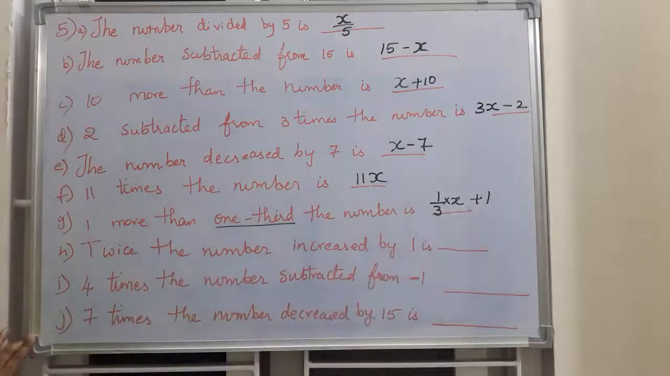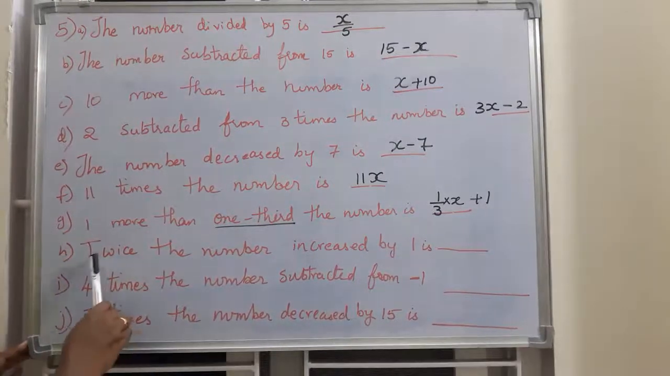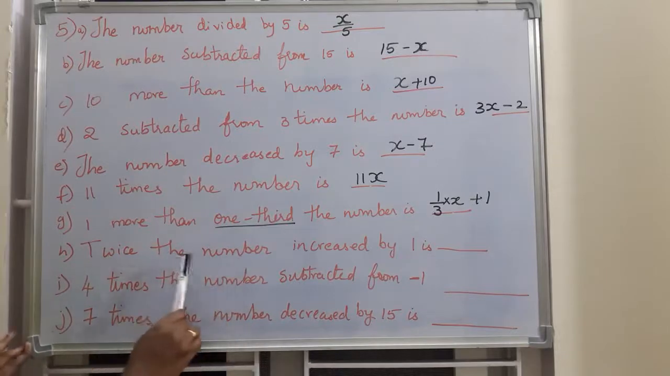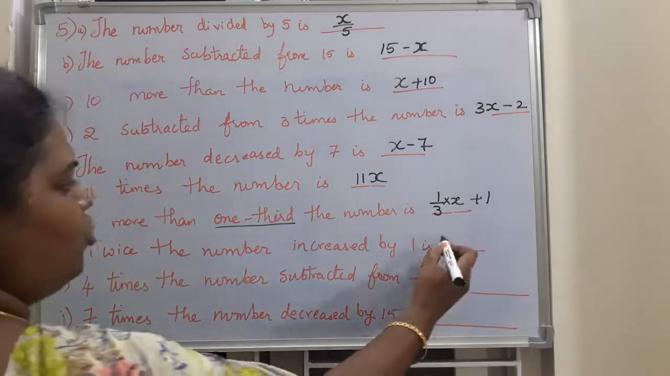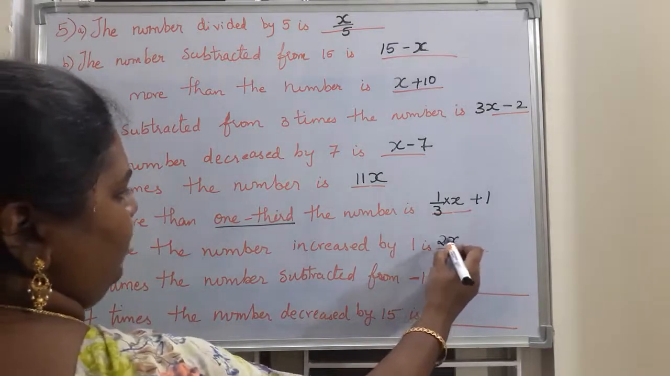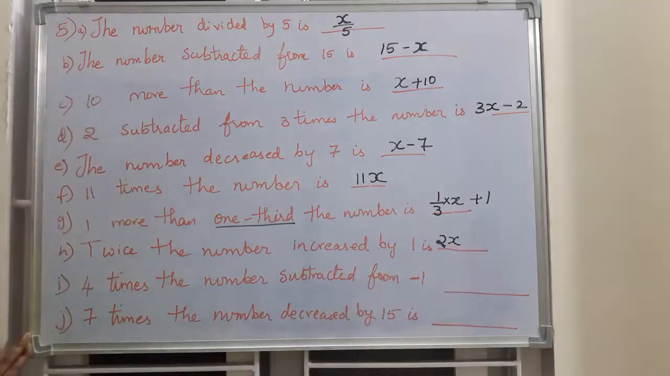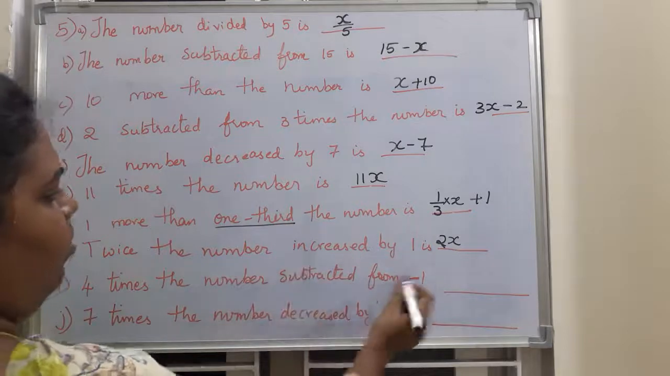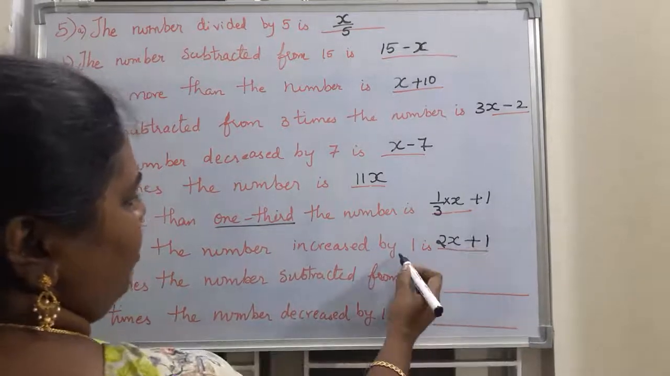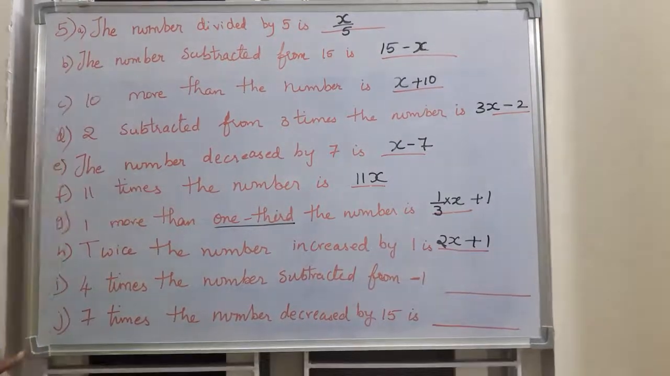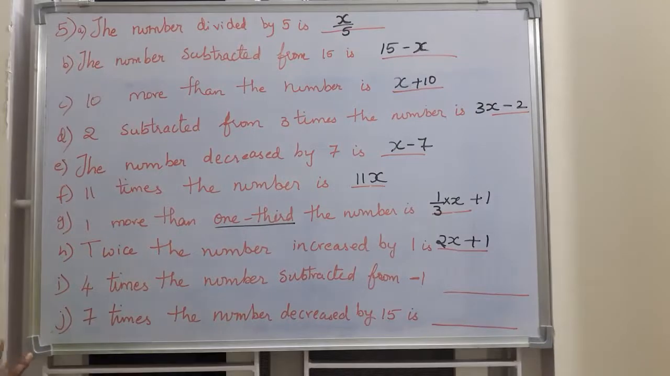Next, twice the number increased by 1. Twice means 2 times, so it is 2 into x, or 2x. Twice the number means 2x, children. Increased means addition, as I have told you. How much do you have to add? 1. So 2x plus 1.